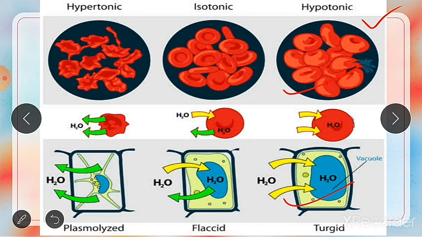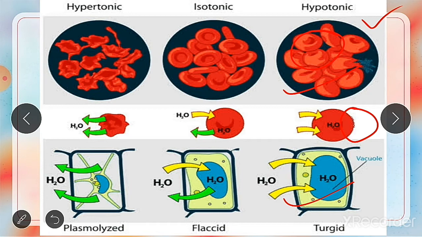Water molecules are free to pass across the plasma membrane in both directions, but more water will enter the cell than leave, and the result is that water enters the cell and the cell is likely to swell up. Here you can see the RBCs we have taken swell up, and ultimately burst. This is known as hemolysis, meaning the breakdown of RBC. So hemolysis will take place in the hypotonic solution.